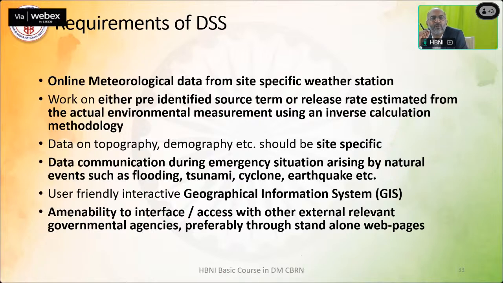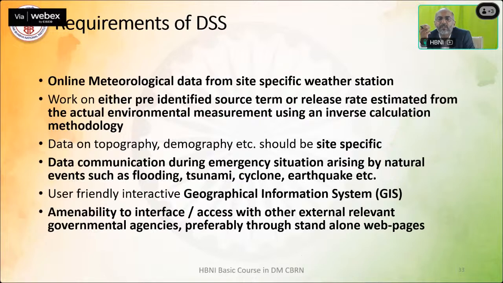Okay. So one is you need to have a good online source of meteorological data from various sources, either from weather stations, and work on either a pre-identified source term or release rates estimated from actual environment measurements. See, as I said, the source term is one of the important parameters that is necessary.